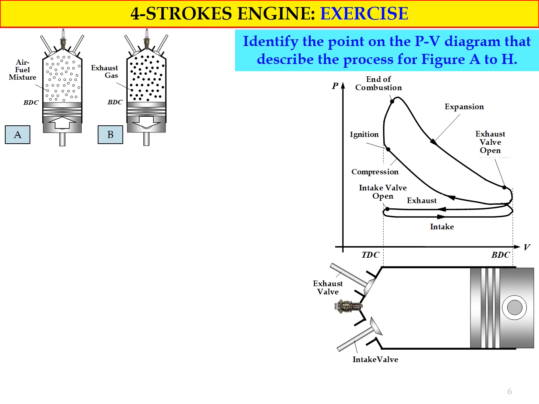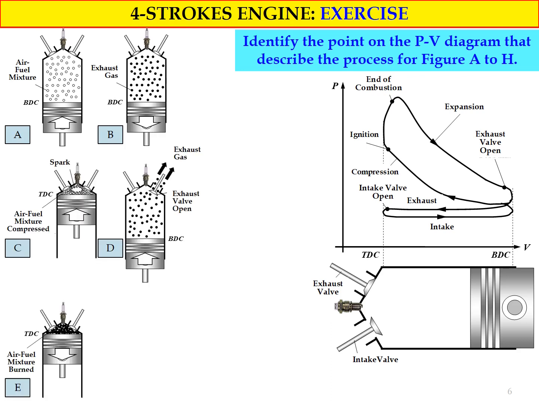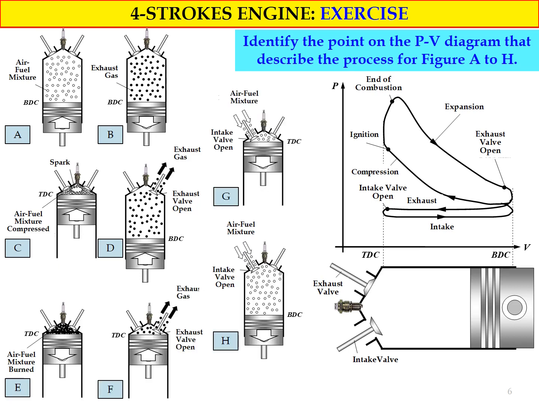Okay, so we have figure A until figure H. So this is figure B, figure C, figure D, figure E, figure F, figure G, and also figure H. Okay, so I will let you identify the different figures with different points on the PV diagram. If you can do that and get the correct points on the PV diagram, then you already understand the process and also the mechanism for the 4-stroke engine.